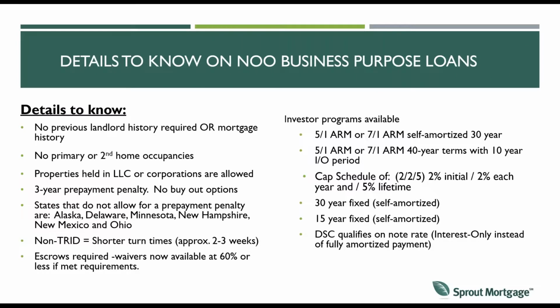And then the following states below here do not allow prepayment penalties. Other details to know on non-owner occupied business purpose loans: we don't require previous landlord history or even mortgage history, no primary or second home occupancies. Once again, LLCs and corporations are allowed. These are going to be non-TRID, so you have a shorter turn time. And then escrows are required with waivers now available at 60% or less if they meet the requirements. And then the programs that are available are listed here on the right.